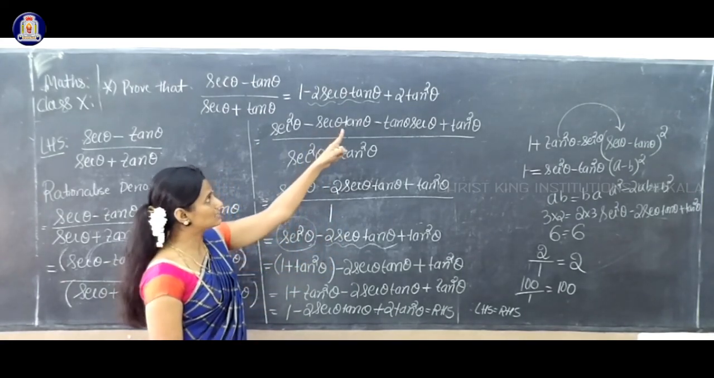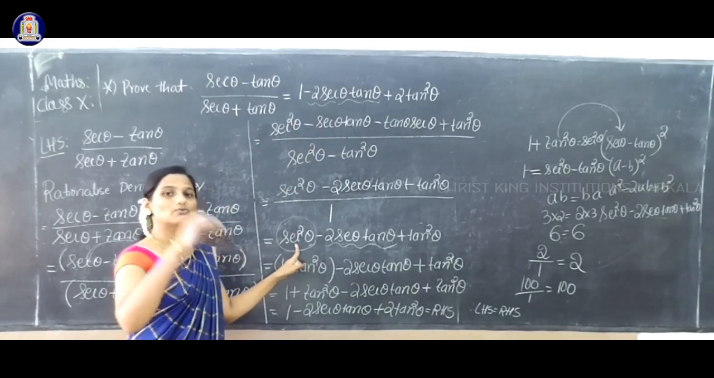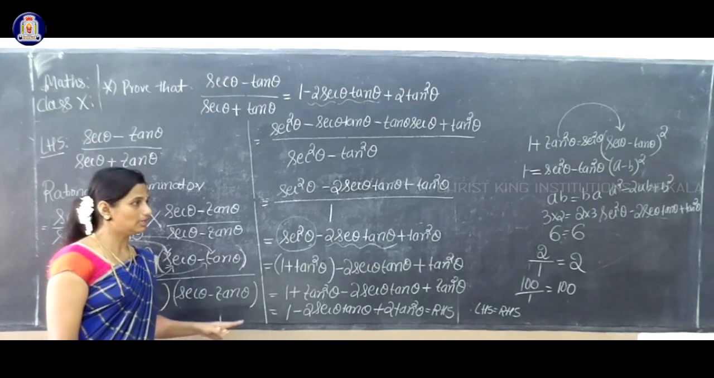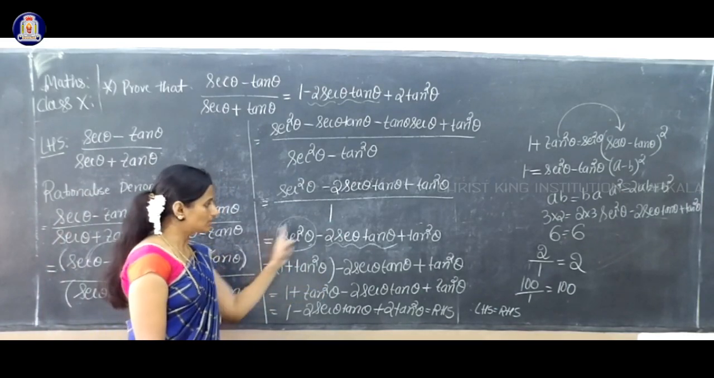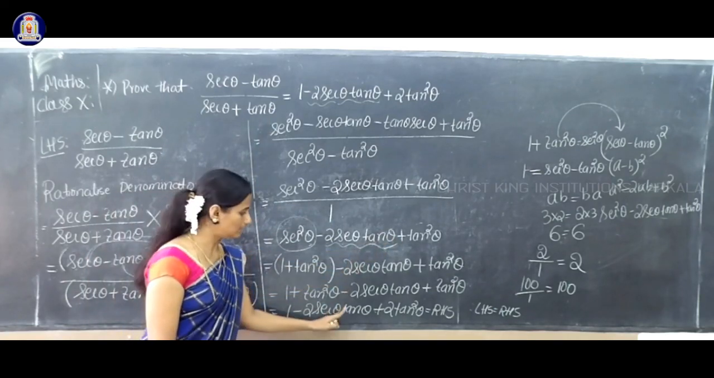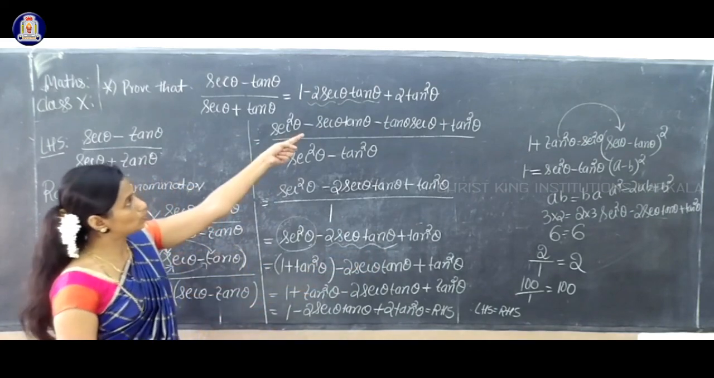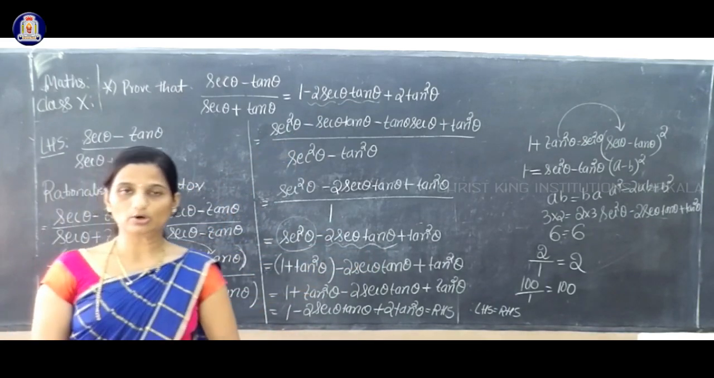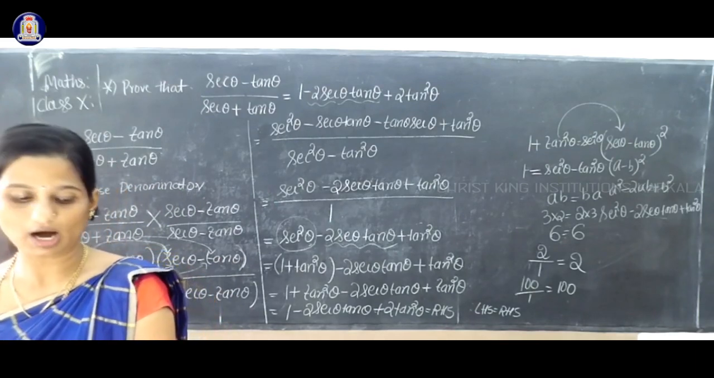Now see the answer. In the answer, I don't want the secant square. Secant square theta, from your formula list, search it. It is 1 plus tan square theta. So now next collect it. 1 we got, minus 2 secant theta tan theta we got, tan square theta plus tan square theta is 2 tan square theta, which is equal to the RHS side. Therefore LHS side is equal to RHS side.